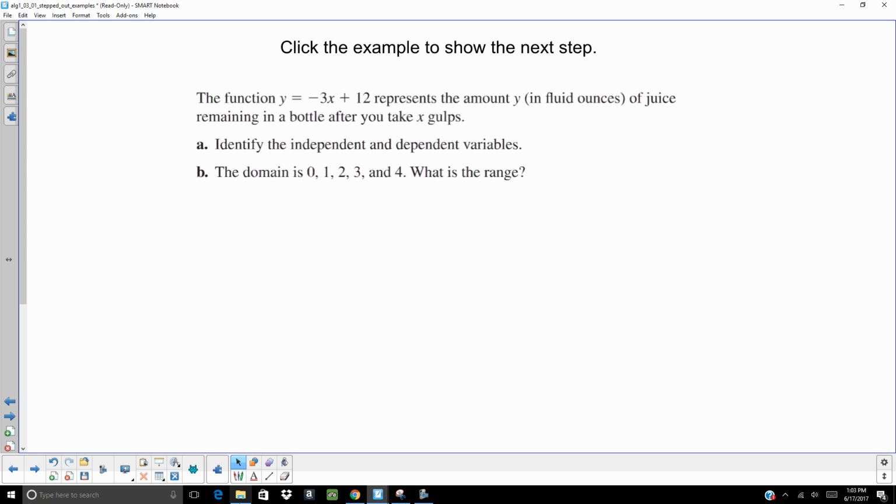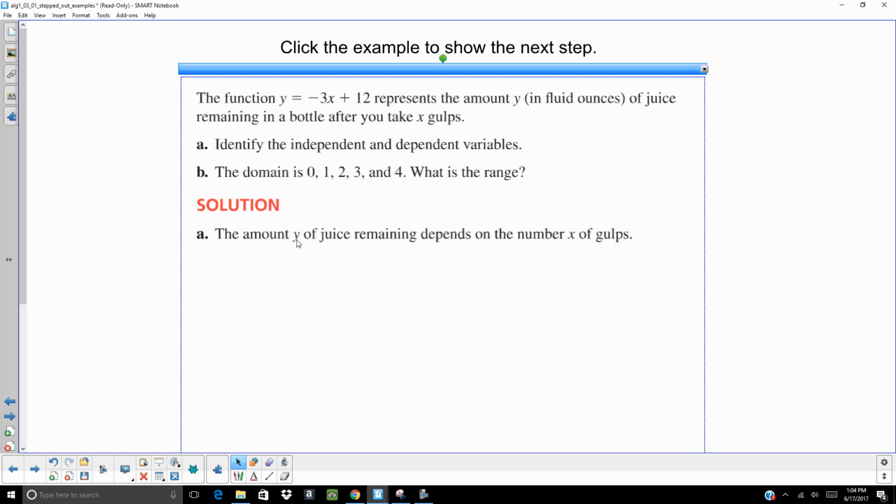All right. On this one, the function y equals -3x plus 12 represents the amount y in fluid ounces of juice remaining in a bottle after you take x gulps. So identify the independent and the dependent variable. The domain is 0, 1, 2, 3, 4. We want to figure out what is that range.